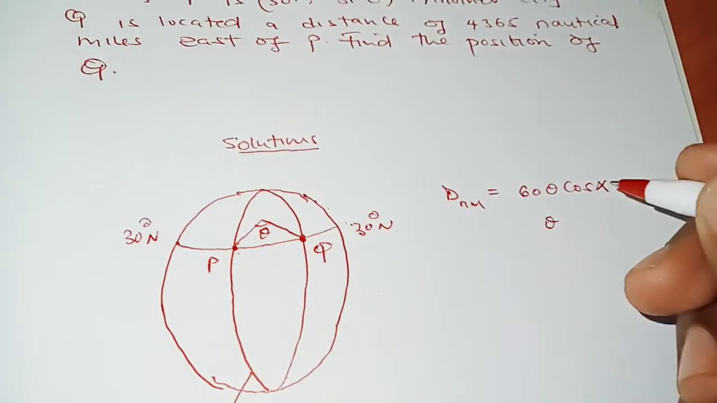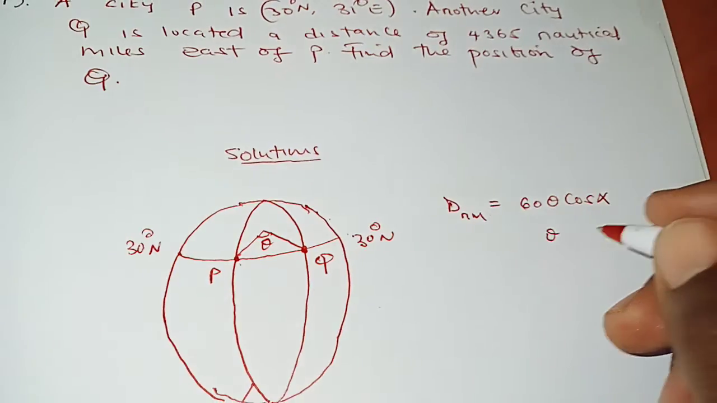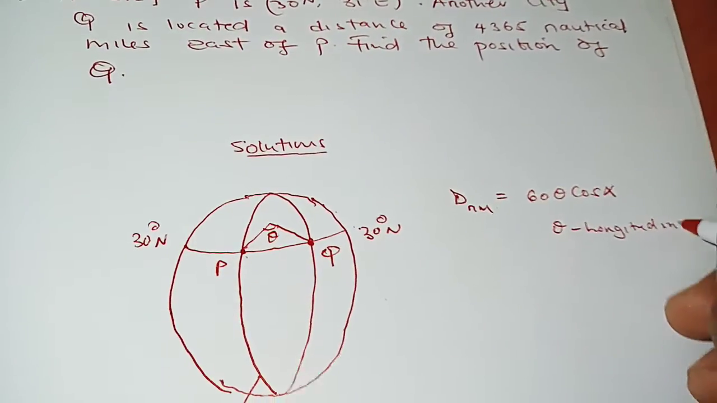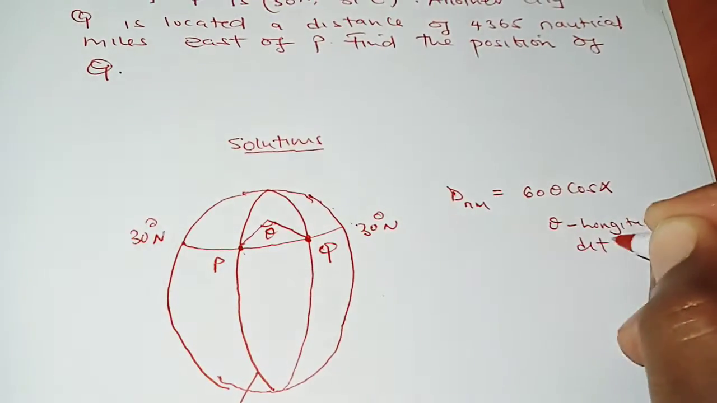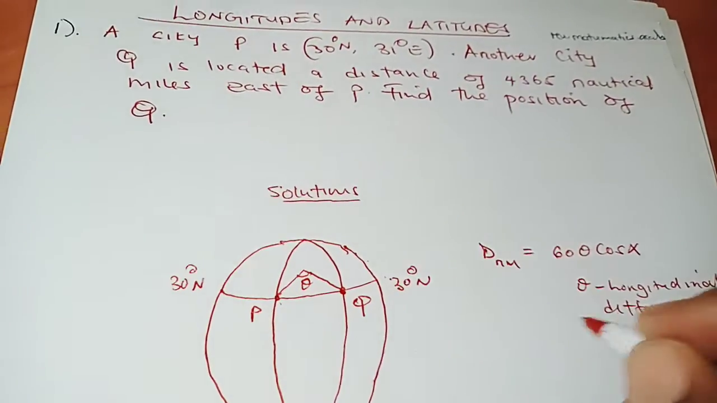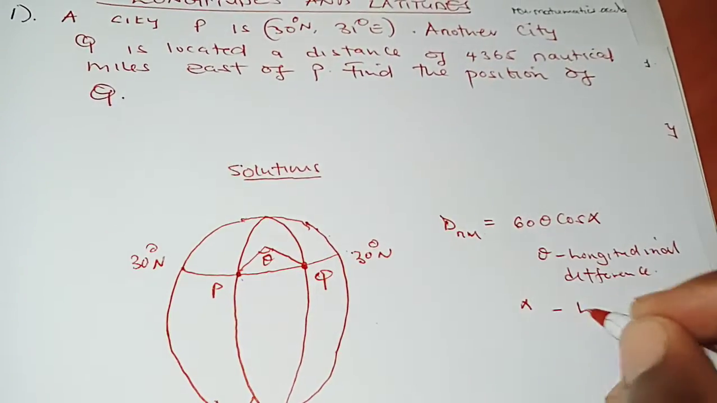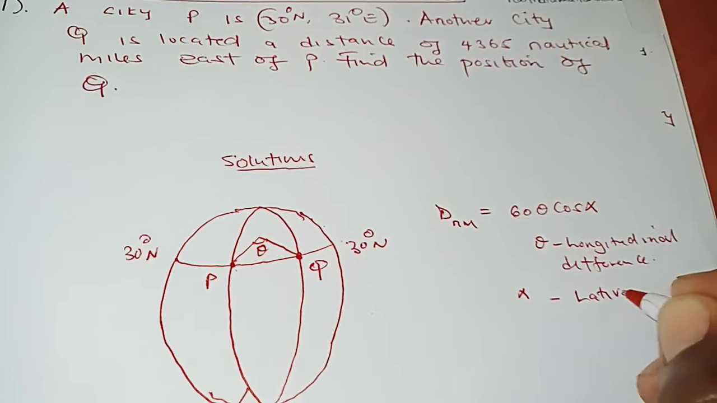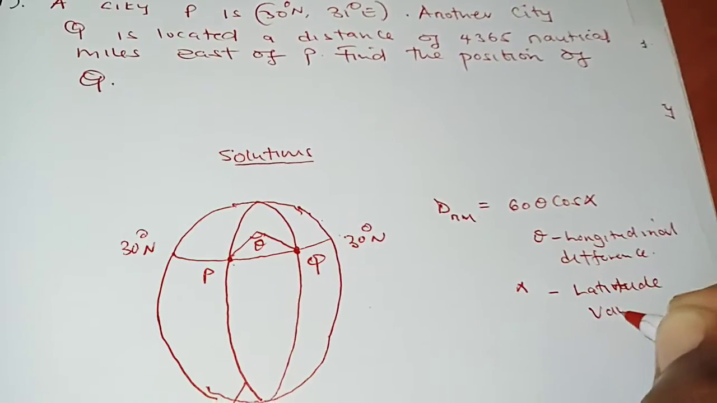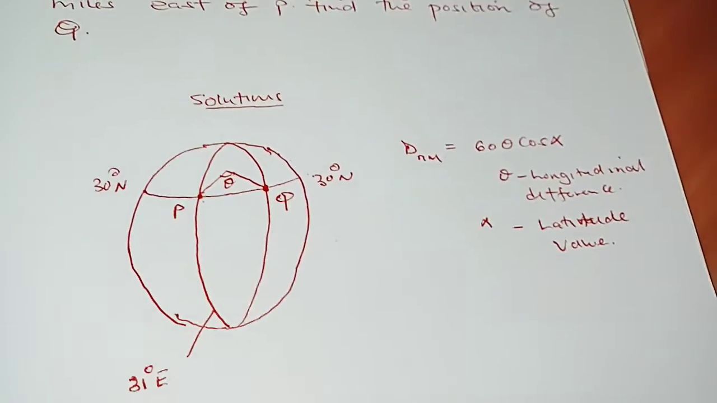I want to explain what theta is. Theta is nothing but the longitudinal difference between the two towns. So this is the longitudinal difference between the two towns. And then alpha is going to be equal to the latitude value on which the two towns lie, okay?